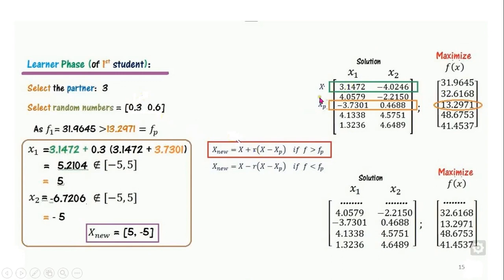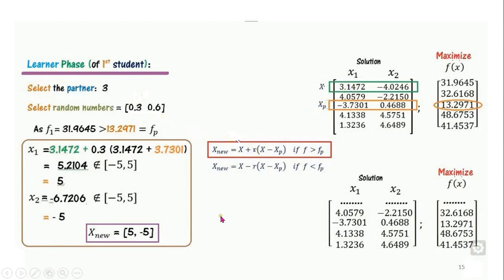So this is less than F. I mean, if FP is less than F1 or F, we select this equation. So now we calculate x1 and x2. We obtain x1 is equal to 5. We actually get 5.2105, but this is not in our domain. So we get x1 is equal to 5 and x2 is equal to minus 5. So we get x new 5, minus 5.